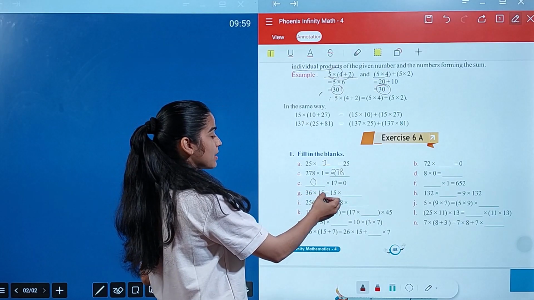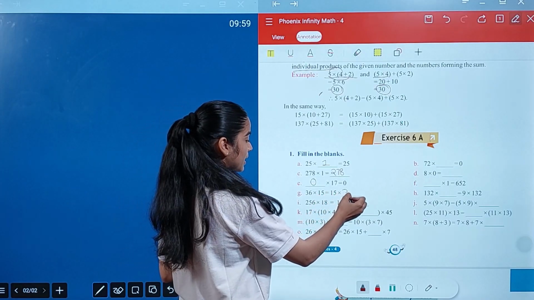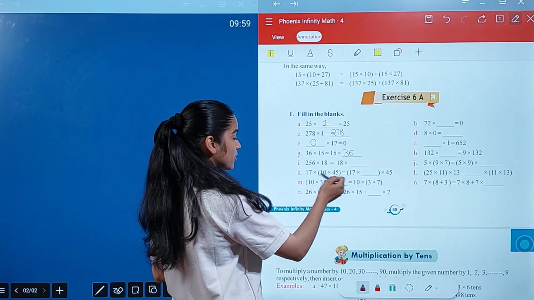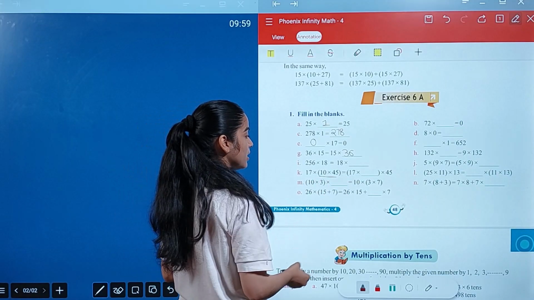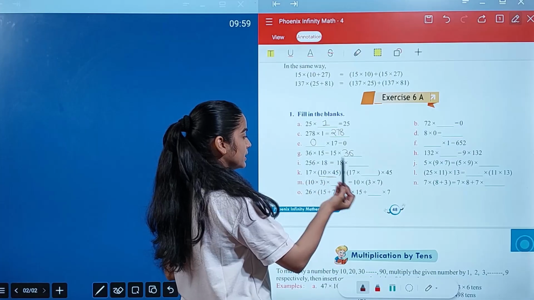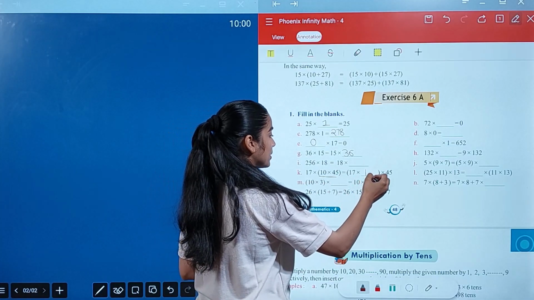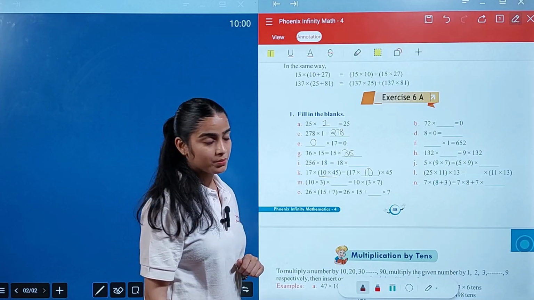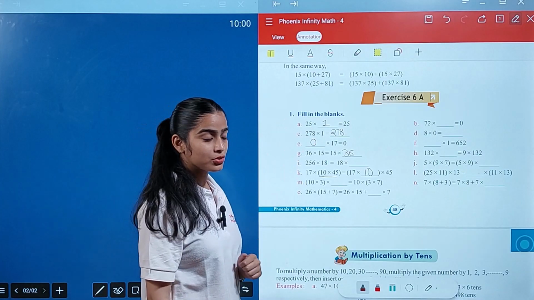Now we change the order property. So 36 multiplied by 15 is equal to 15 multiplied by 36. Now we have to make grouping. So 10 multiplied by 40, 45 multiplied by 17, is equal to 17 multiplied by 10 multiplied by 45. In the same way you have to use these properties and then answer the rest of the questions you have.